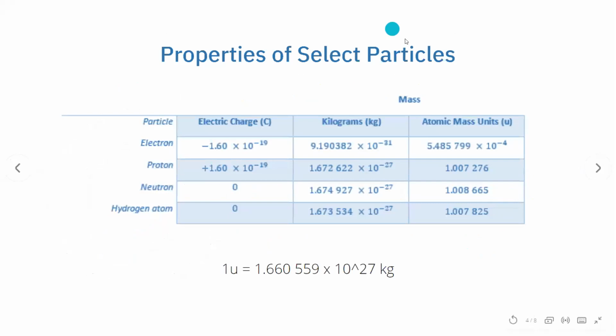So here are the properties of select particles. As you can see, the particles have a mass and electric charge, except for the neutron, which does not have electric charge. The electric charge for the electron is negative 1.60 times 10 to the power of negative 19. And the proton is 1.60 times 10 to the power of negative 19. The difference here, you can see, is that the electron has a negative charge while the proton has a positive charge. And you can see the mass in kilograms. So the atomic mass you can also convert into kilograms, 1.66059 times 10 to the power of negative 27 kg.